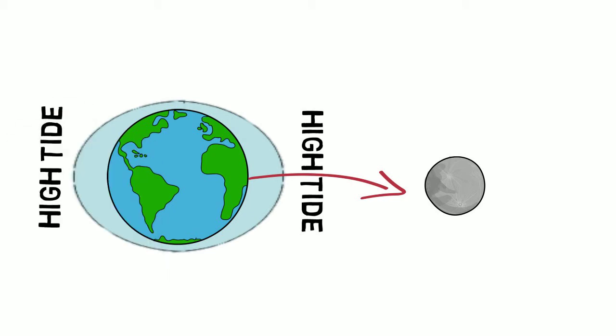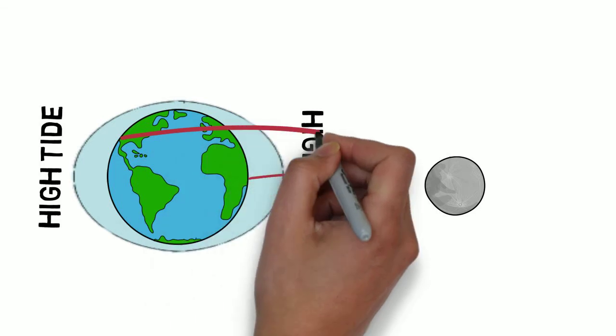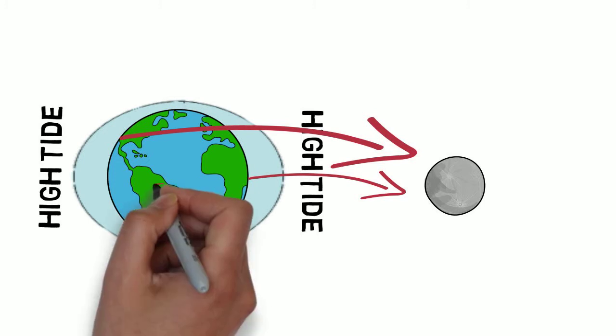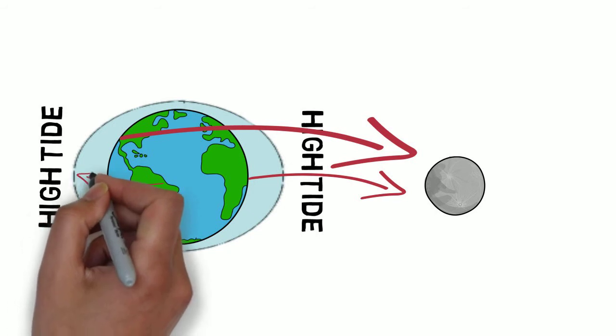On the far side of the Earth, another high tide is created because the Earth itself is also pulled, however with less gravity, towards the Moon. The water bulge on the far side of the Earth is caused by the Moon pulling the Earth away from the water on that side.